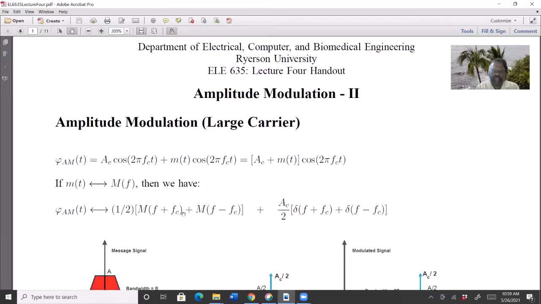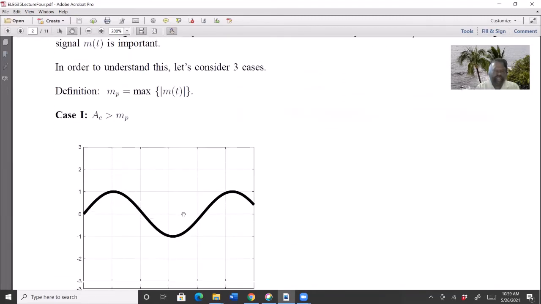So I am going to explain that using three cases. In the first, we first define what is M peak, M sub P. That is the maximum value of the absolute value of M of T. Basically, it means if the positive swing, if the message signal reaches 5, if 5 is the highest value, MP is 5. But you should also check the negative. Let us say in the negative swing it reaches negative 7, then the MP is going to be 7. So you have to check which is the highest, okay?